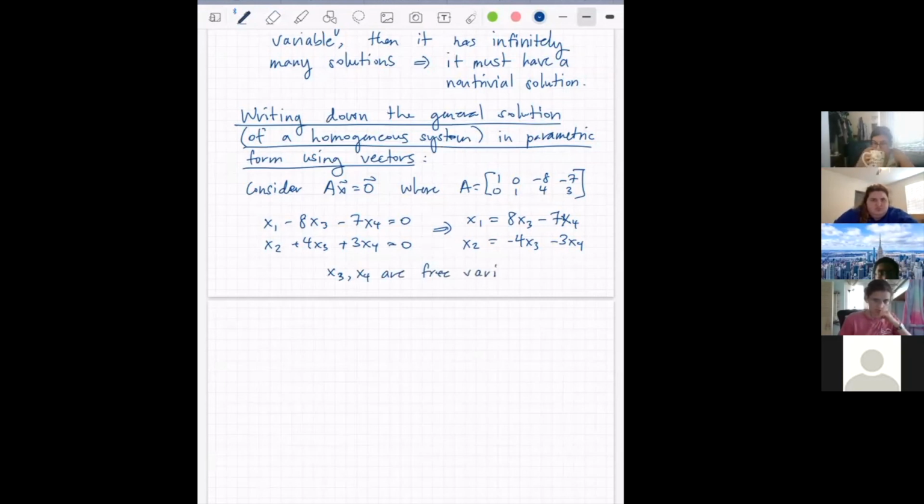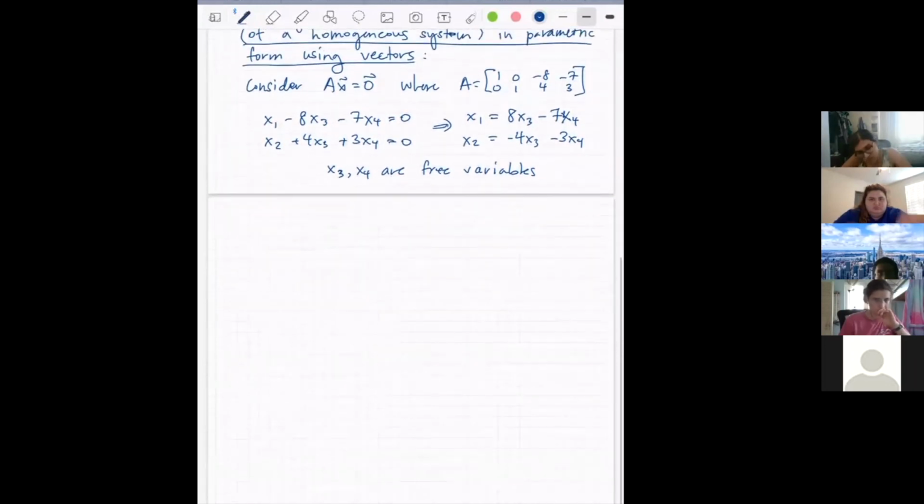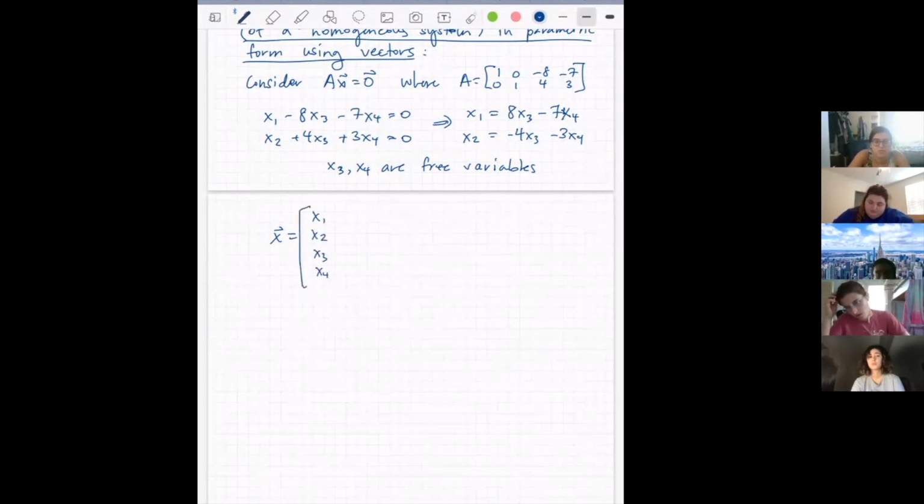And this is essentially our solution, but like I said, we're going to use vectors to write it down. So how we're going to do this is consider an arbitrary vector x, which is going to be made up of the variables, right?